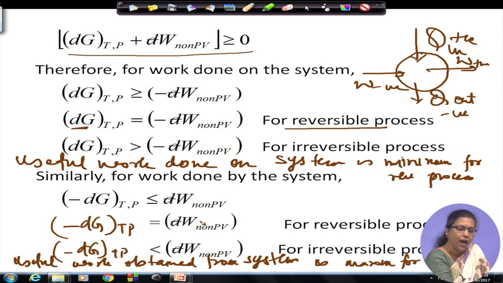In the same way, if we have to perform work on the system, then we find that the minimum work that has to be done on a system in order to effect some particular change in the Gibbs free energy is minimum for a reversible process. For any particular irreversible process, the work which we have to perform will be much greater.